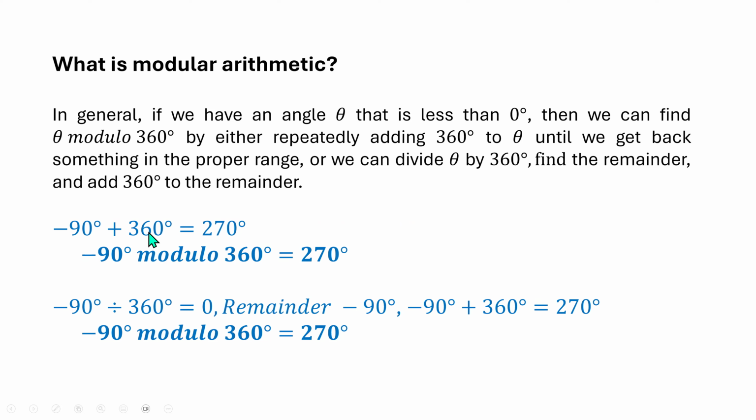Okay, and here I find negative 90 degrees modulo 360 degrees using both methods. First, I could add 360 degrees to this to get 270 degrees, or I could divide negative 90 degrees by 360 degrees. That gives me 0 with a remainder of negative 90 degrees. But then I have to add 360 degrees to that negative 90 degrees in order to get 270 degrees. But either method will give you the same result.